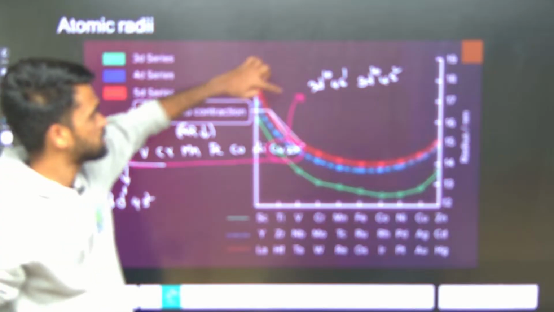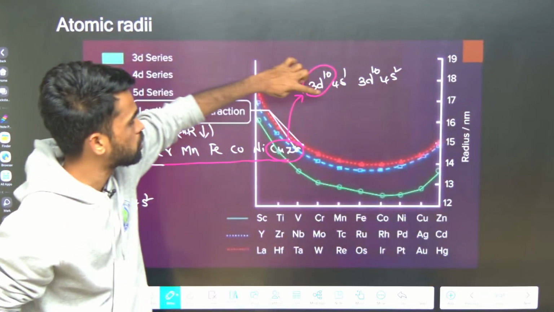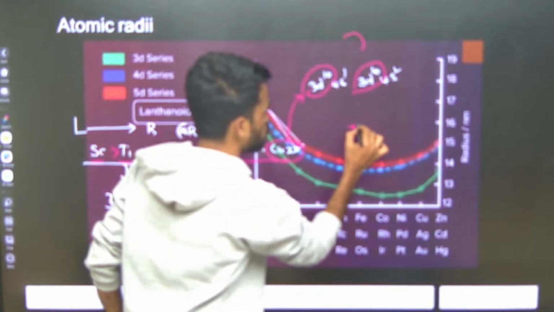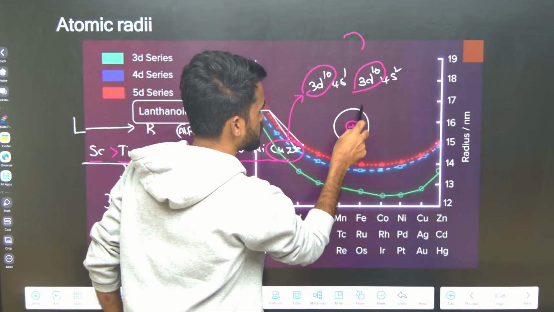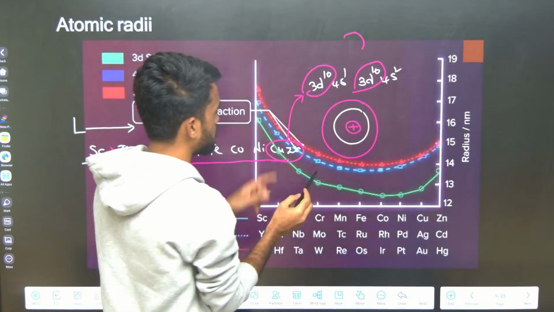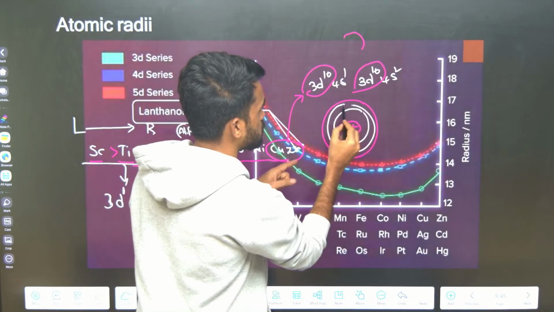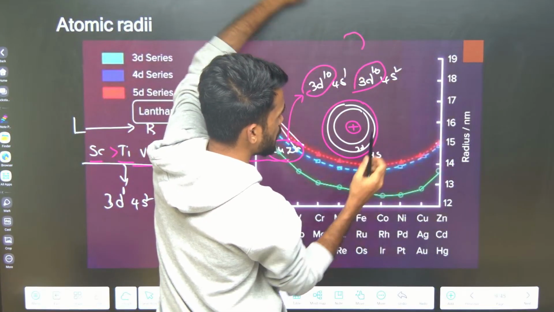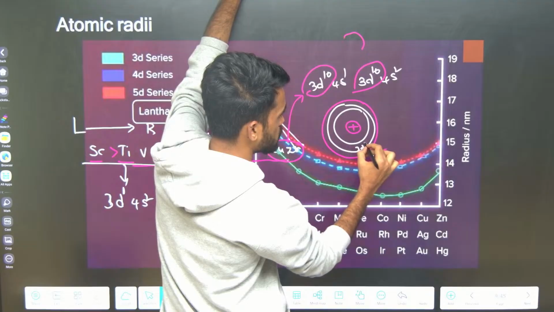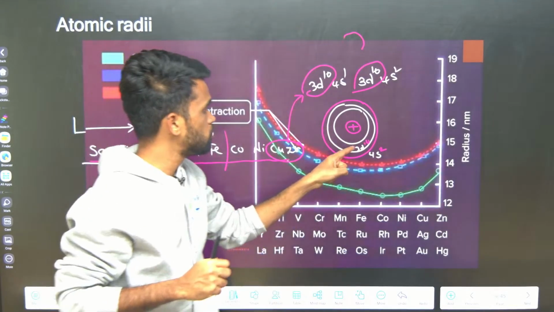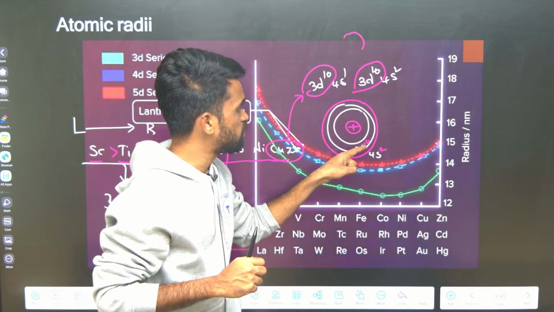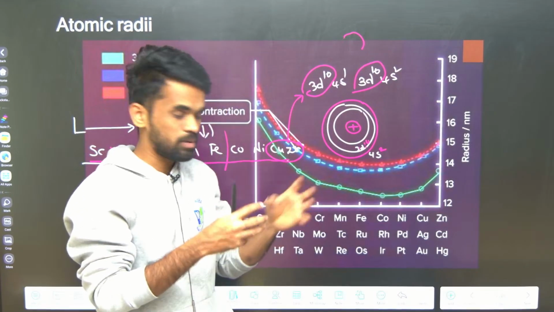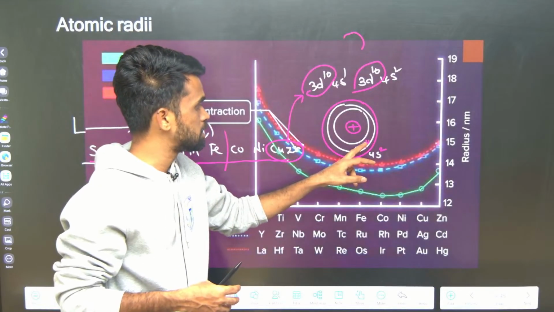So due to the presence of completely filled d orbital electrons in copper and zinc, if this is the nucleus, around it we have electrons like this. Now what happens due to the presence of inner d electrons? If this is the 3d orbital and this is the 4s orbital, here we have 2 electrons and in the 3d we have 10 electrons. Due to the larger number of electrons, there will be repulsive interactions between these d orbital electrons, because it is fully filled: this is 10, this is 2.